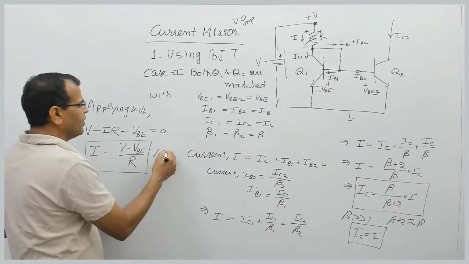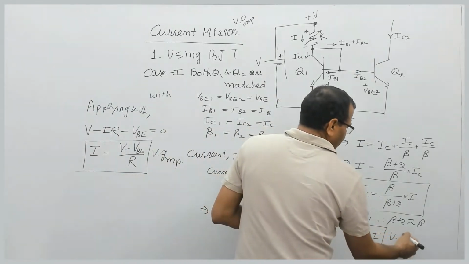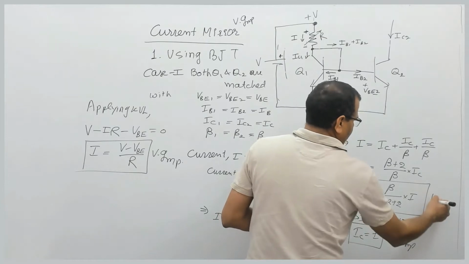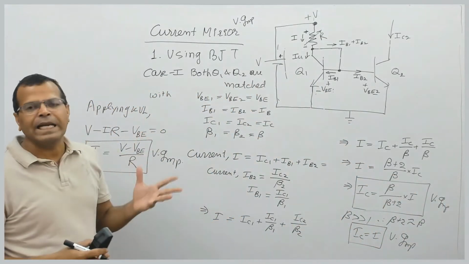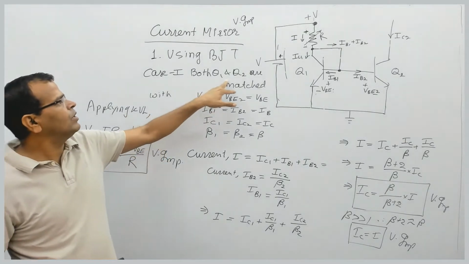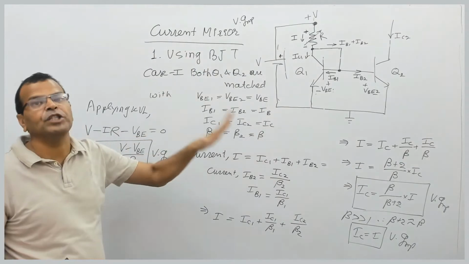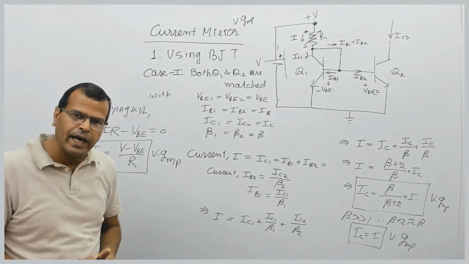So this is very important. You must remember it directly if possible. These are the expressions of the collector current. But what I have assumed is that both transistors are matched with each other. That is the assumption we have carried.